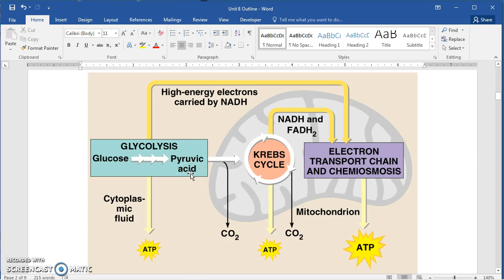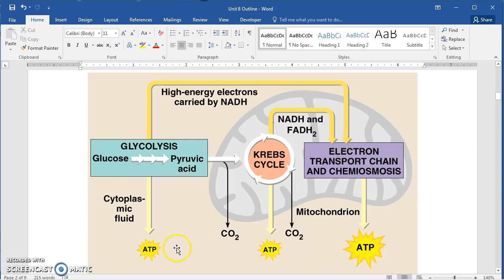and become acetyl coenzyme A and they move into the mitochondrion, into the matrix, what we call the matrix of the mitochondrion, where they'll eventually go into the Krebs cycle and be further processed. More NADHs and FADHs will be produced. A little bit of ATP will be produced. And all those NADHs and FADHs then go into the electron transport chain, where chemiosmosis occurs. And that's where most of the ATPs are produced.